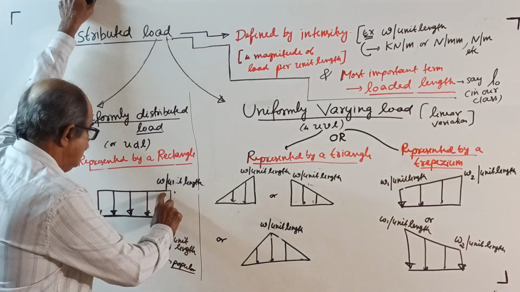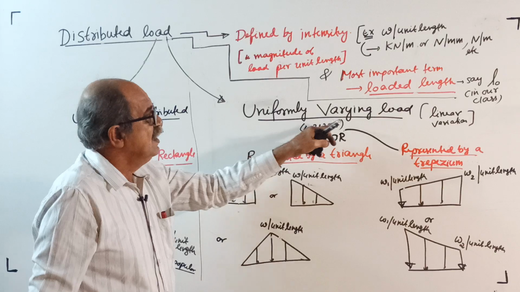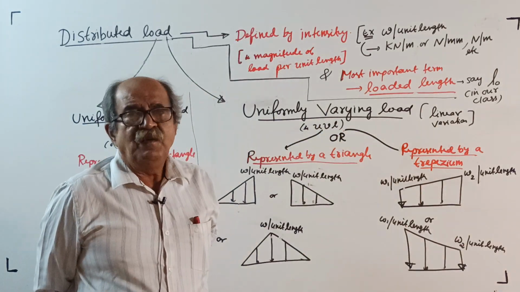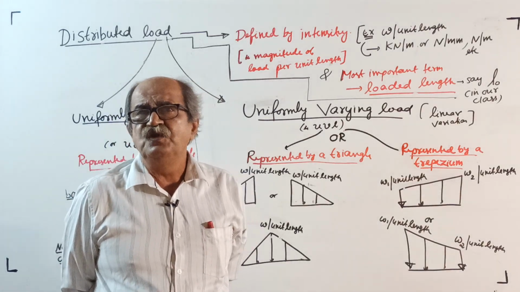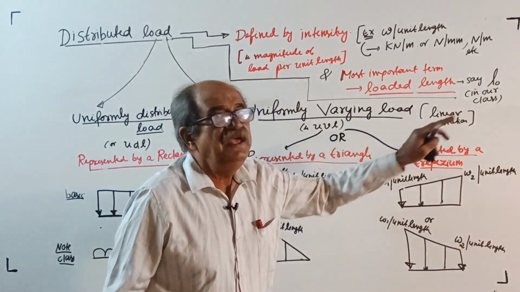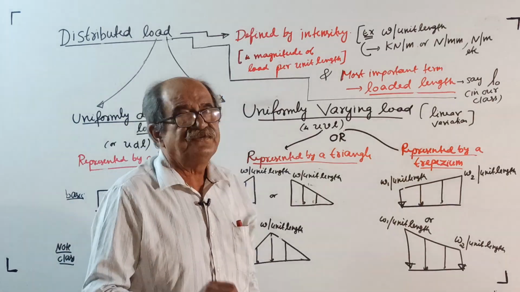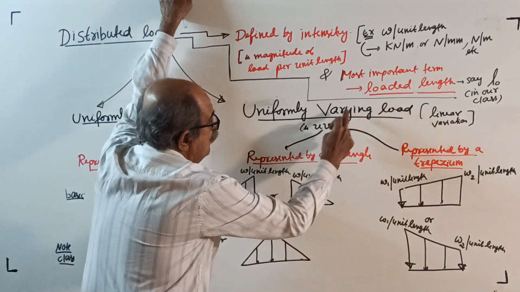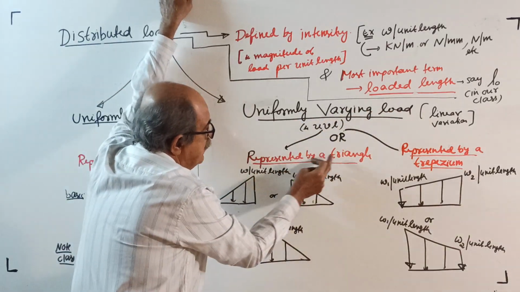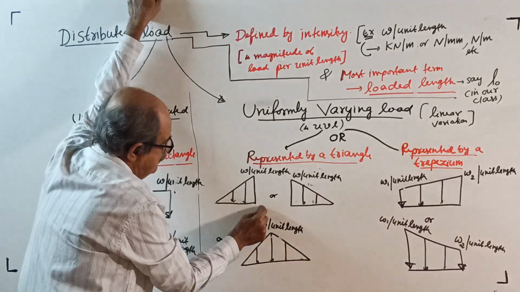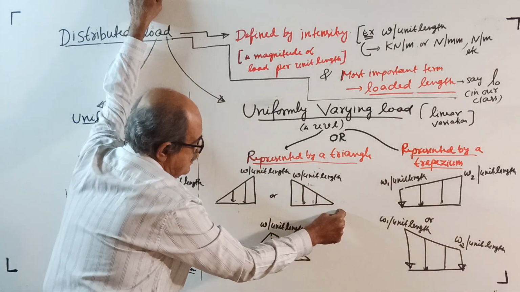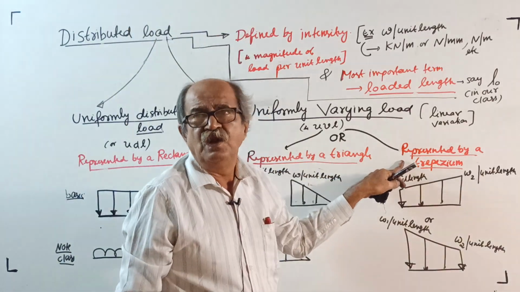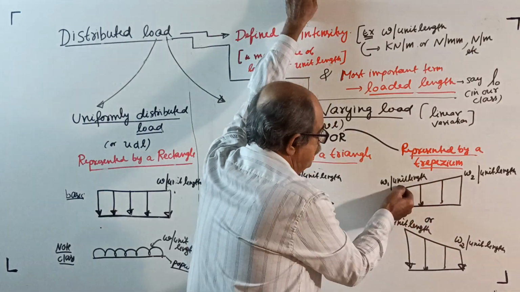So, everywhere intensity constant. Come to uniformly varying load. From our subject point of view, we are considering uniformly varying load with linear variation. Two cases, subdivision. One, see this way: uniformly varying load, UVL, represented by a triangle. See here. Or uniformly varying load represented by a trapezium.